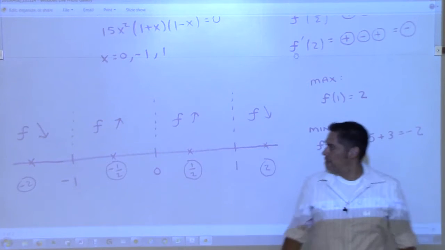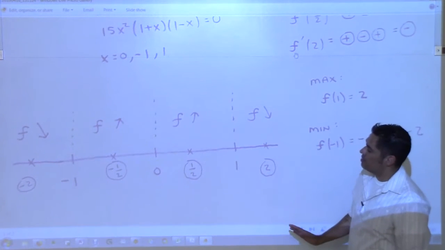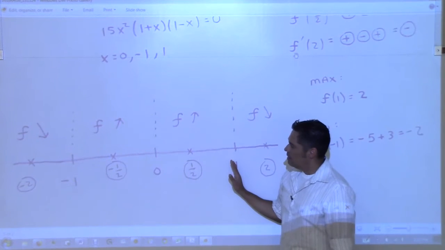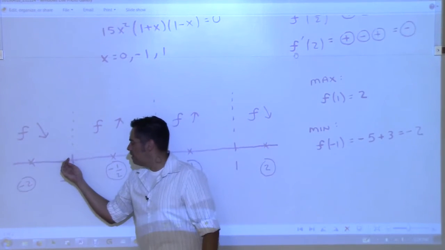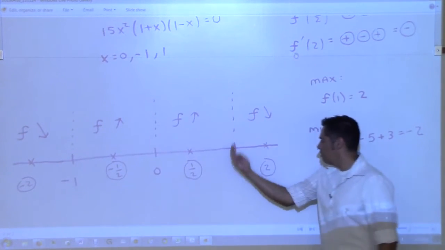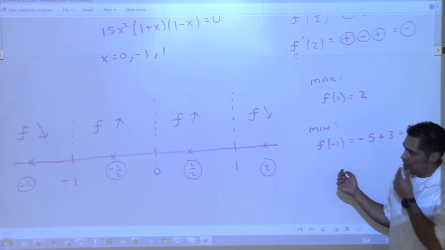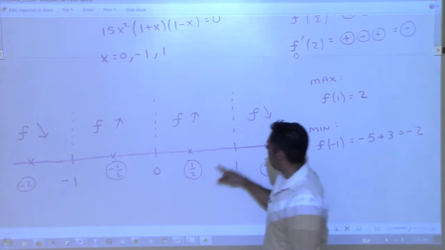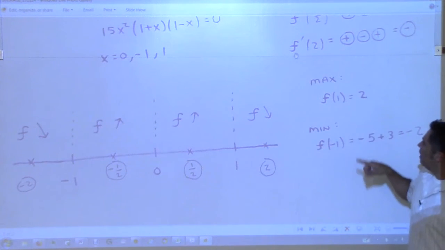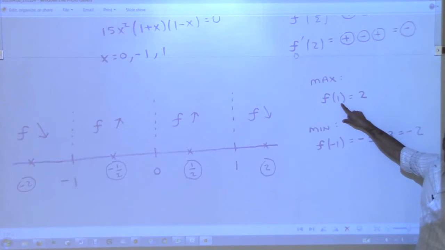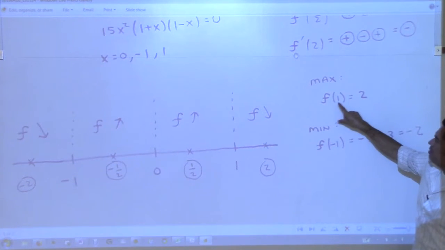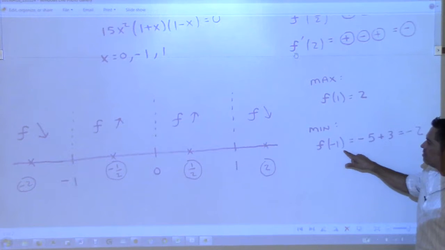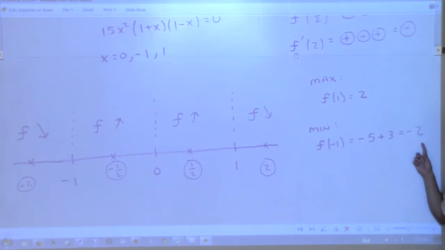So you have, well, it's increasing between negative 1 and 1, and it's decreasing from negative infinity to negative 1, and also from 1 to infinity. We have a local minimum at negative 1. We have a local maximum at positive 1, and you have to plug those values into the original function. So you plug 1 into the original function, you should get 2, and you plug negative 1 to the original function, you should get negative 2.